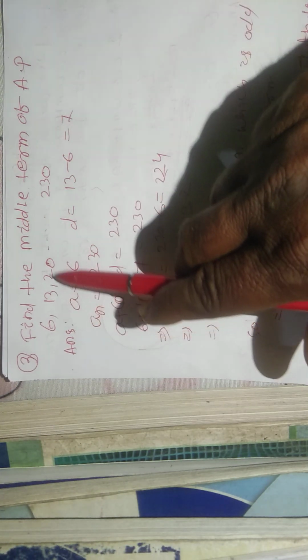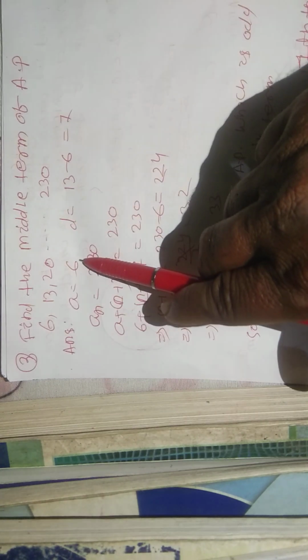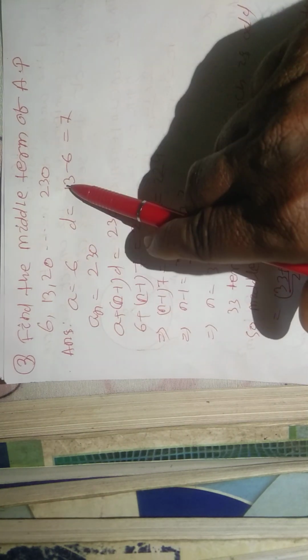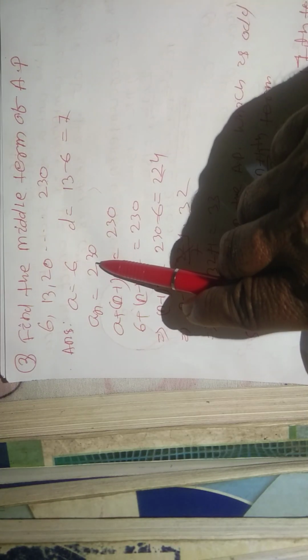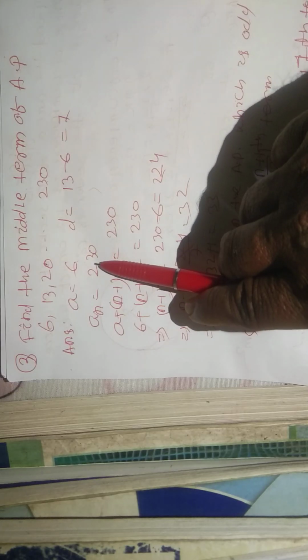Question number 3. Find the middle term of the AP 6, 13, 20, ... 230. Here a is equal to 6. d is equal to 13 minus 6, that is equal to 7. an is equal to 230, which is the last term.